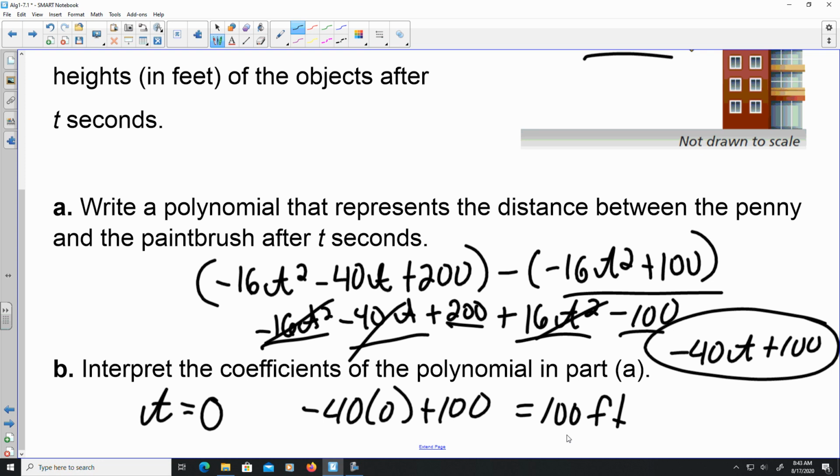This means that the objects became 40 feet closer to each other each second. So negative 40 represents the amount that the distance between the objects changes each second. So in this case, it's 100 feet away, but after each second it would change because you would drop it and those different formulas would work from there. Okay?